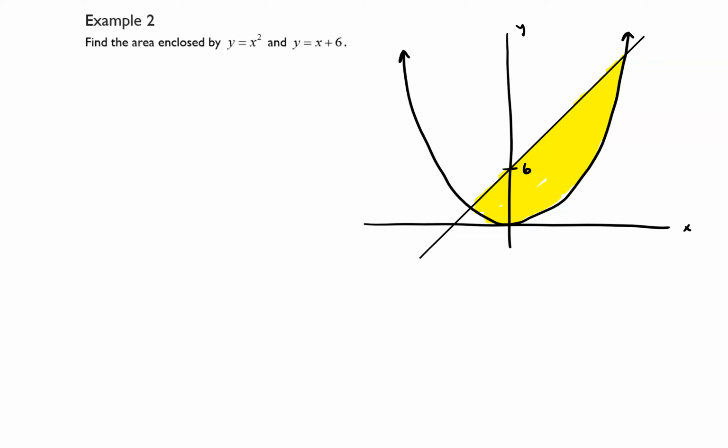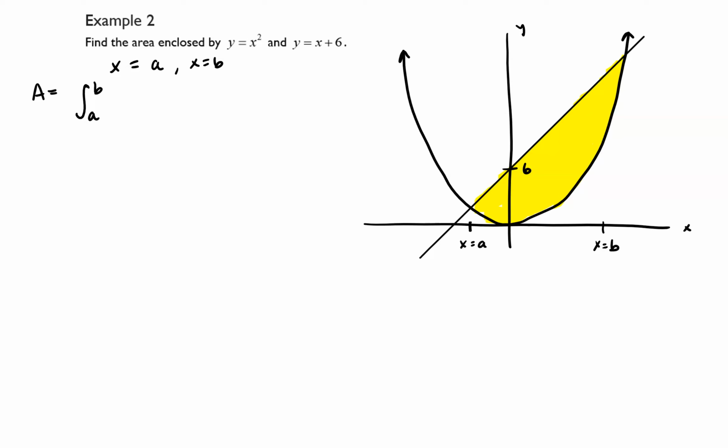Now, there's a slight difference between example 1 and example 2. Example 1 was nice because it gave us the x equals a and x equals b values, so that when we found the area, we knew the limits of integration because they gave us a and b. However, here, this is x equals a and x equals b, and we don't know what those values are, and so we're going to need to solve for them algebraically.